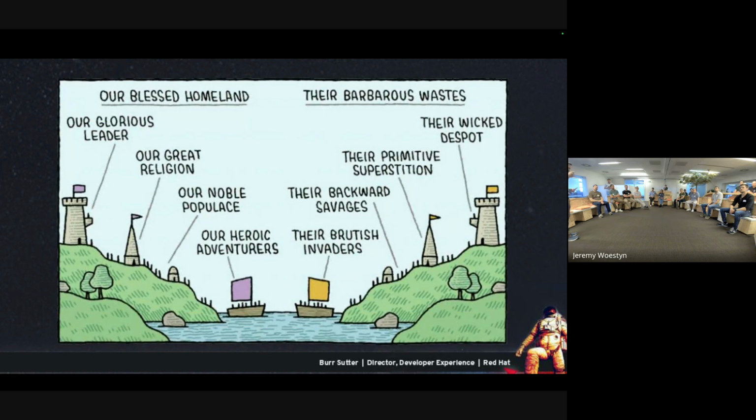Now, I love this diagram here. I know I've got to go a little faster here. Think about this for a second. Do you see these 2 people here? They're at war with each other. One says our blessed homeland. The other says their barbarous wasteland. So what I consider my beautiful home, these people consider a wasteland. What I consider to be my glorious leader, these people think is a wicked despot, right? Our great religion, their primitive superstition.